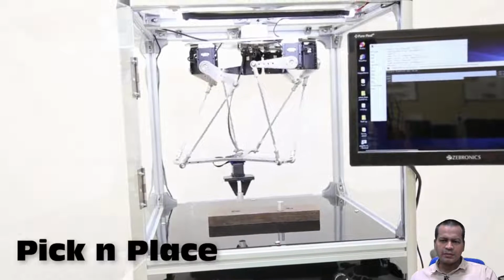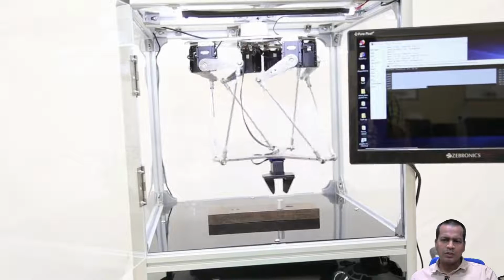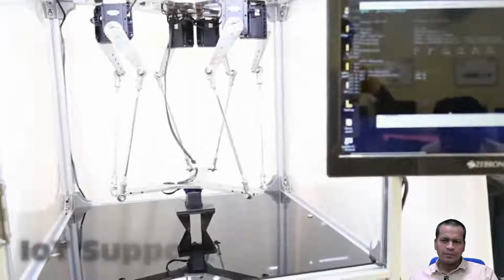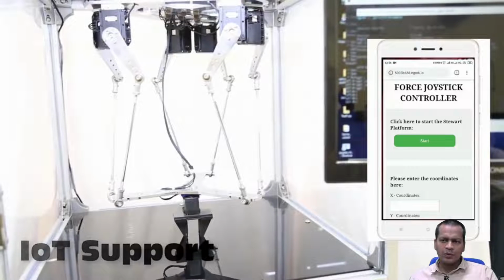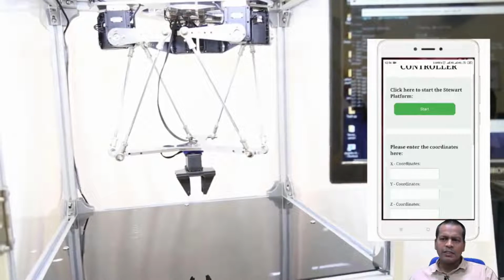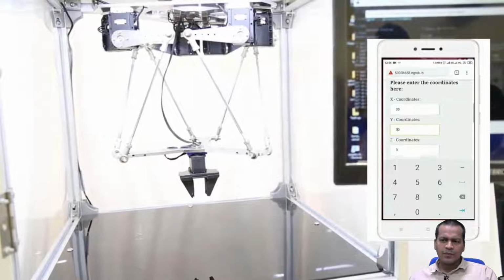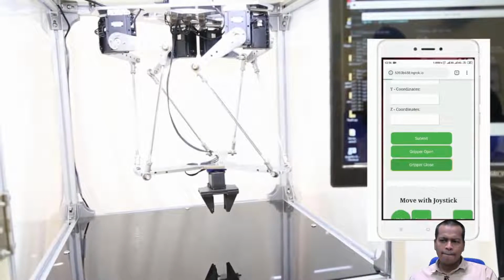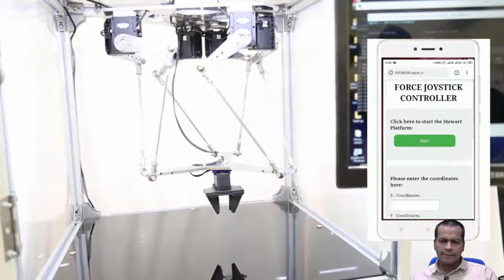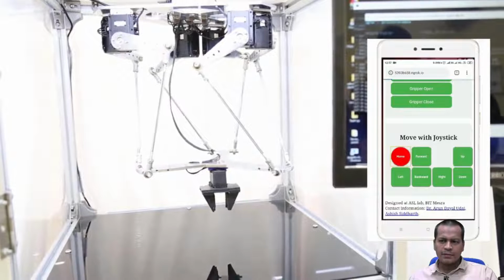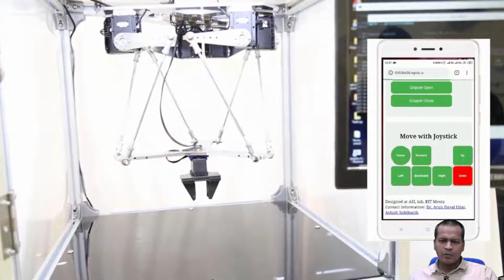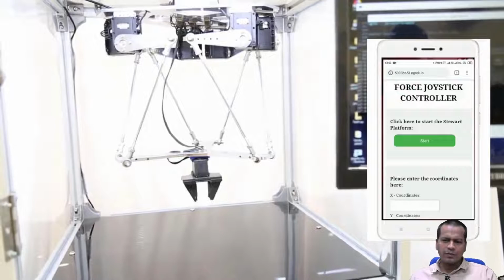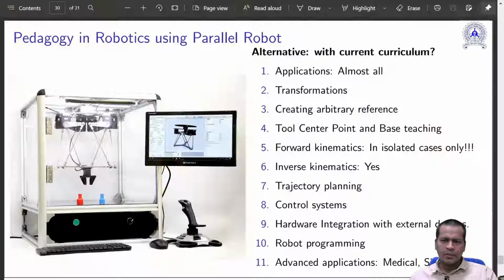This is pick and place, picking up a pallet and inserting it into a hole. So you can have a camera integration also. We have done that. IoT support, using that you can control this robot using any mobile device, and you can get the feedback also. Current position of the robot can be obtained over here also. It can be moved with a joystick, it can move with a command through different programs, Python interface, so different ways you can operate that. Got it?